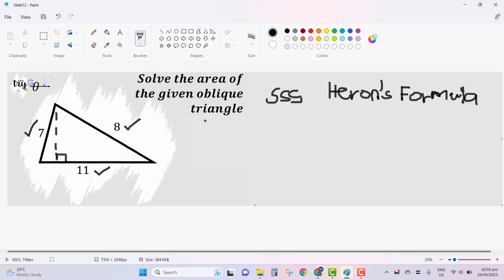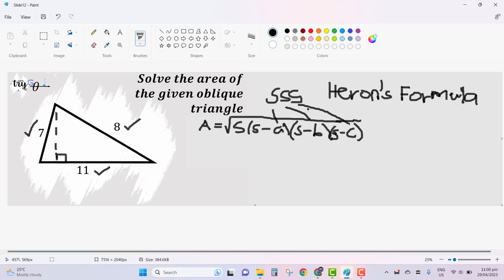The Heron's formula is expressed in this manner. It's the square root of the product of S and the difference of S and A, times the difference of S and B, and finally the difference of S and C. All of these given measurements can represent A, B, and C in any order. You don't need to worry, because under here we will just use multiplication, and multiplication is commutative.